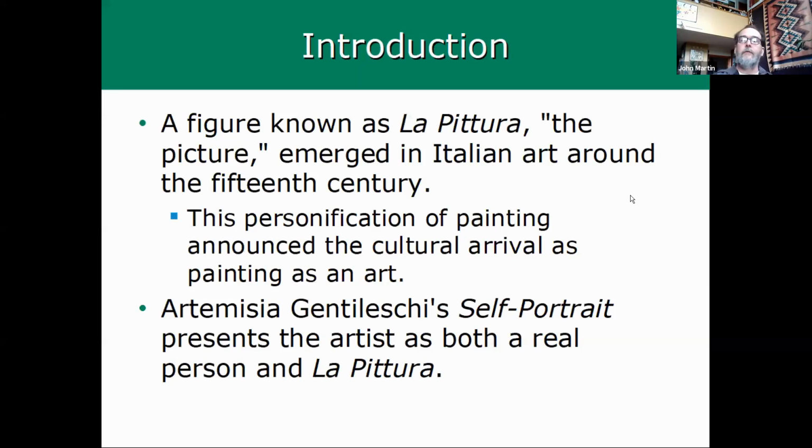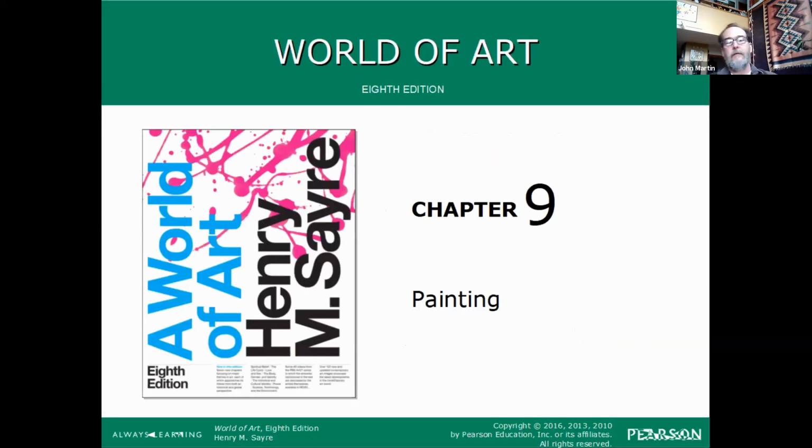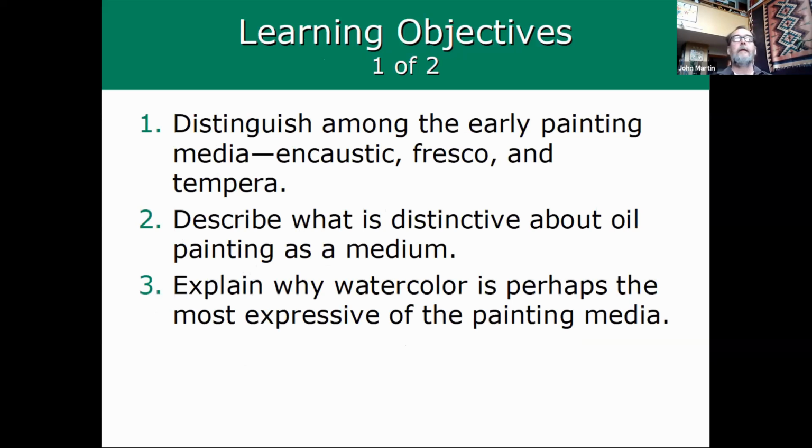Chapter 9, Painting. Learning objectives. Distinguish among the early painting media: encaustic, fresco, and tempera. Describe what is distinctive about oil painting as a medium.